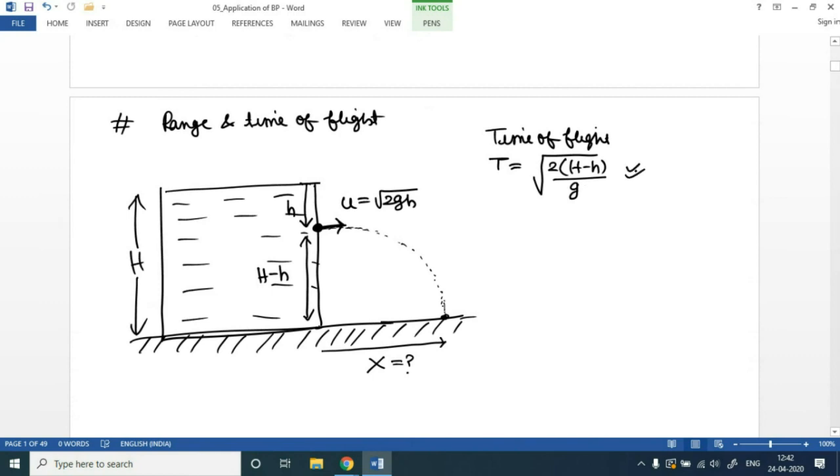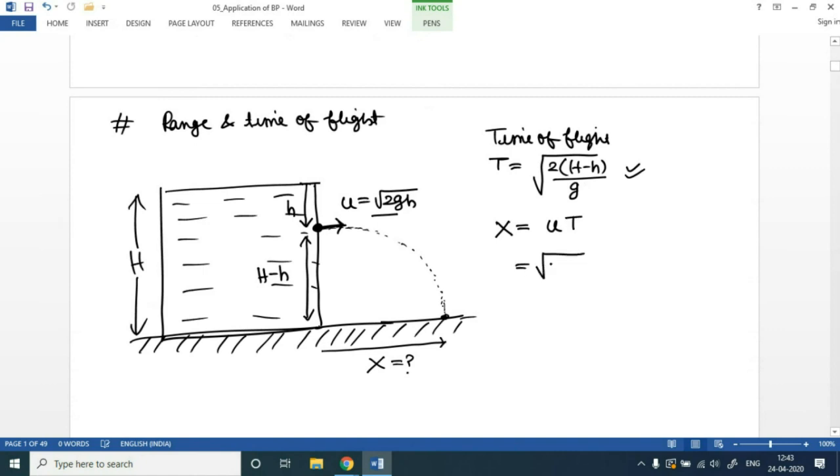Obviously, if we want to find out the horizontal range x, we need to consider the motion along the horizontal direction, which would be uniform motion. So it is going to be equal to the component of velocity along the horizontal direction, which is u equal to root 2gh, multiplied with the time of flight.